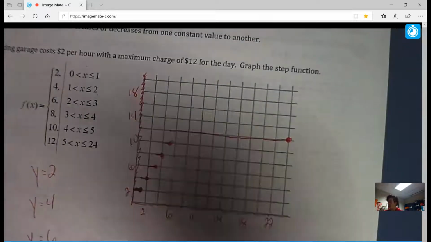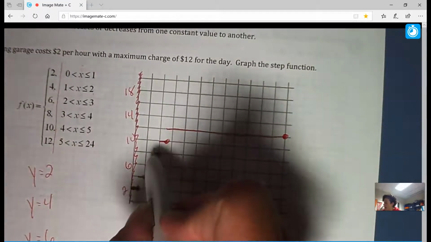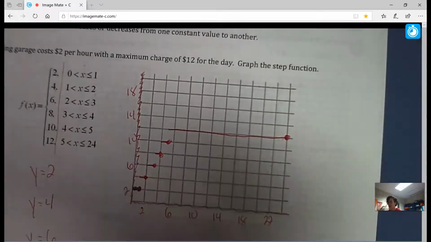So why is this called a step function? Because it kind of looks like steps. Go from one step to the next, to the next, to the next, and then maybe you're at the top level, now you're walking across a landing. So that is a step function.